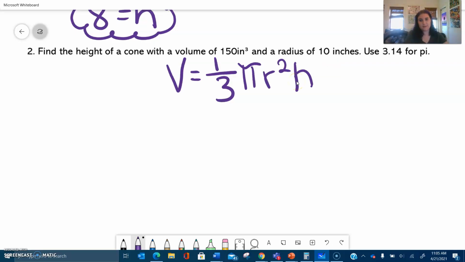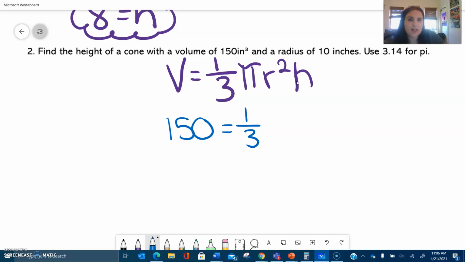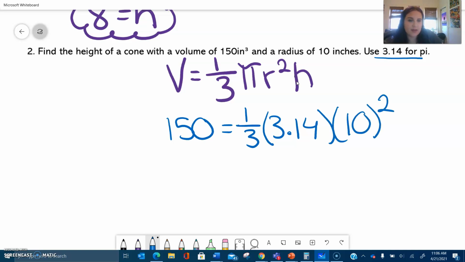So we're going to substitute the values that we know. We know that V, or the volume, equals 150, 1/3. We're going to use 3.14 for pi. So instead of writing the pi symbol, I'm going to write 3.14. And the radius, or r, is 10. Then we're going to square that. And h is what we don't know, so we're going to solve for h.